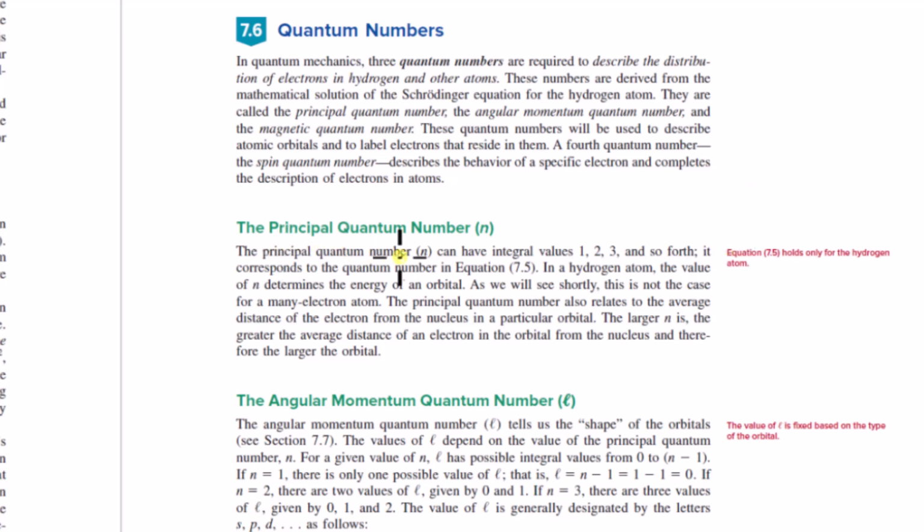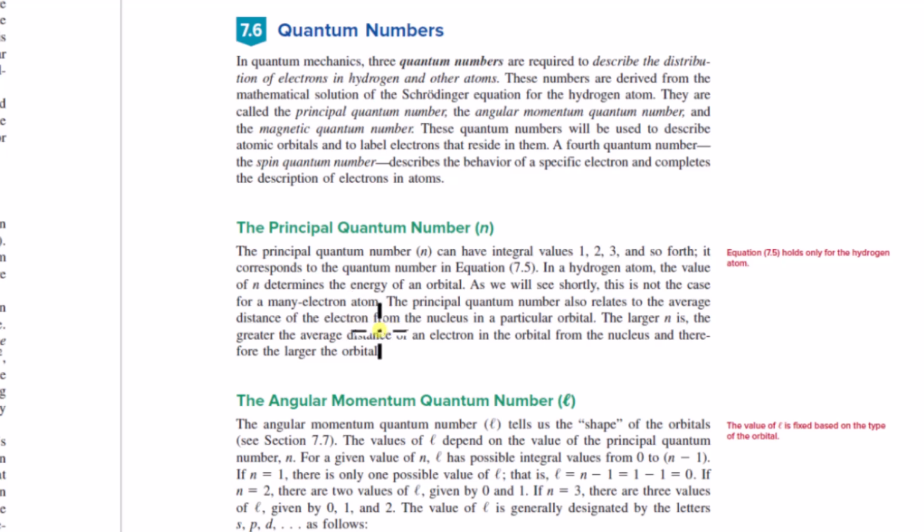And in general, that's how you can think about the meaning of the principal quantum number. It's giving you the energy level of that electron. In general, you can think about it that way. And in fact, for the hydrogen atom, that's exactly what n represents. But we're going to see in a little bit that this is not exactly the case for many electron atoms. There are some variations that we're going to talk about.